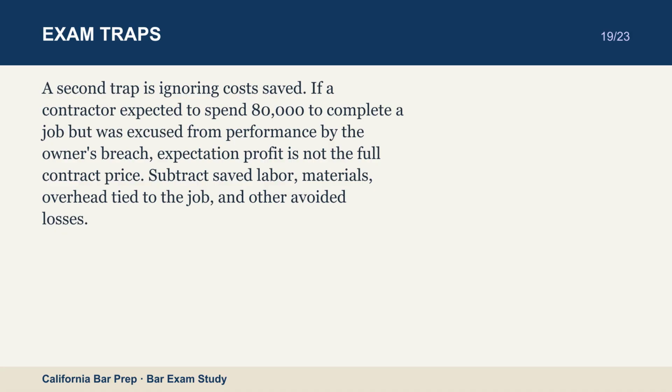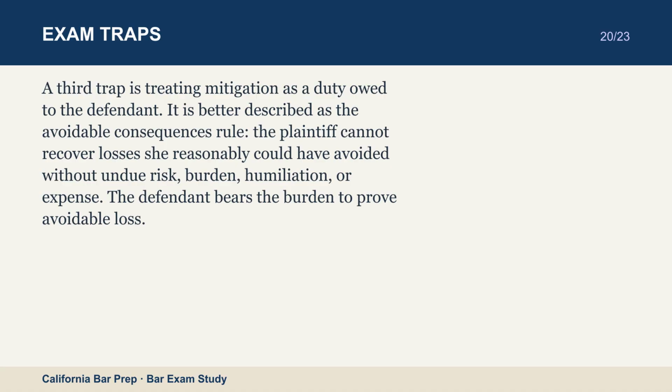A third trap is treating mitigation as a duty owed to the defendant. It is better described as the avoidable consequences rule. The plaintiff cannot recover losses she reasonably could have avoided without undue risk, burden, humiliation, or expense. The defendant bears the burden to prove avoidable loss.